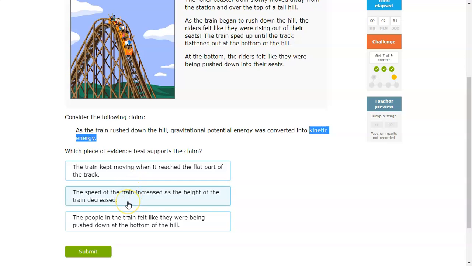Maybe. The speed of the train increased as the height of the train decreased. That sounds pretty good because we're talking about the speed of the train. Faster movement means more velocity, and more velocity is more kinetic energy. And the height of the train decreased. Yes, height is also a factor of potential energy. So that sounds pretty good. Let's see, people in the train felt like they were being pushed down at the bottom of the hill. That's a totally different experience. That's more like the wind and stuff pushing you, I guess. So I go in the middle.